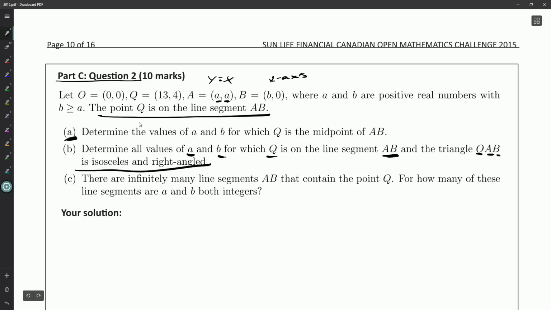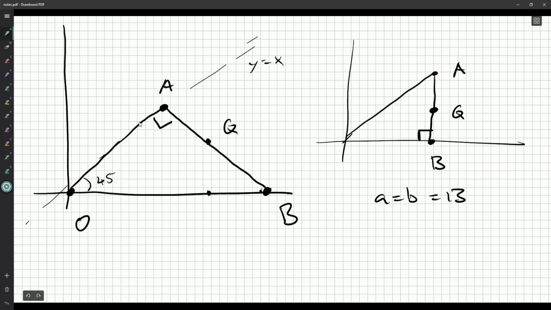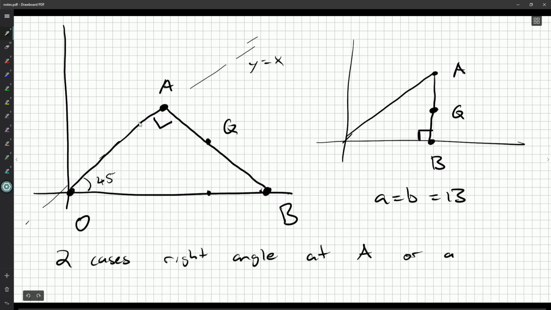So what are we looking for? We're looking for a's and b's. But what I would do is break it down into two cases. So two cases. Right angle at A or at B. And if you wanted to, you could briefly explain why there's not going to be a right angle at O. I would say the 45-degree angle written in my little pictures here is perfectly fine.